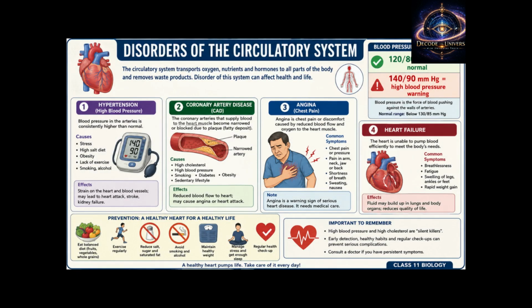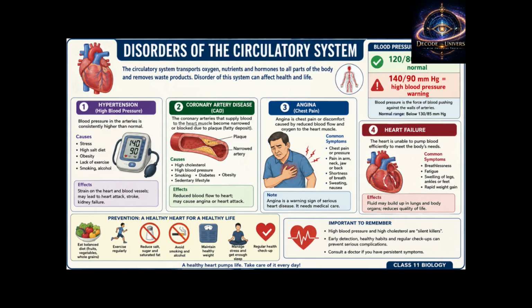24. Disorders of circulatory system. Hypertension. Normal BP is about 120/80 mmHg. Repeated BP of 140/90 mmHg or higher indicates hypertension. It can affect heart, brain, and kidneys. Coronary artery disease, also called atherosclerosis.